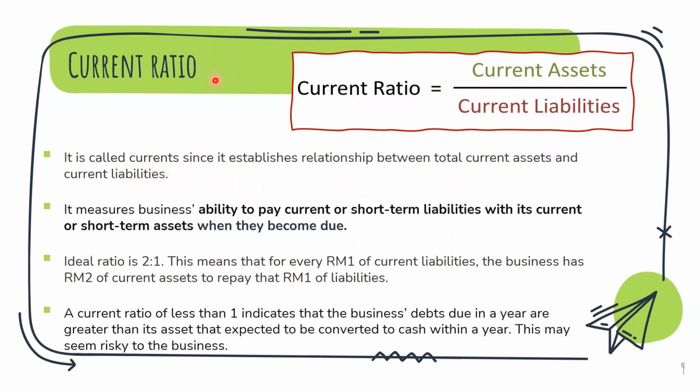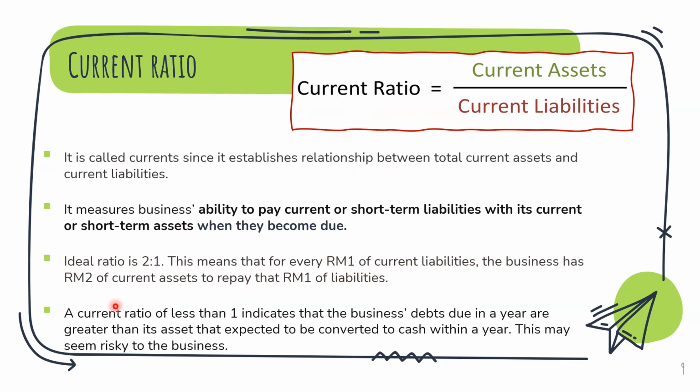The objective of using the current ratio is to help users measure the business's ability to pay its current or short-term liabilities with its current or short-term assets when they become due. The ideal ratio is 2 to 1. This means that for every 1 ringgit of current liabilities, the business has 2 ringgit of current assets to repay its 1 ringgit of liability.